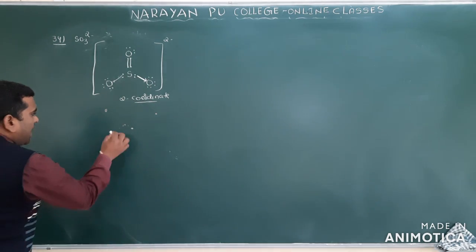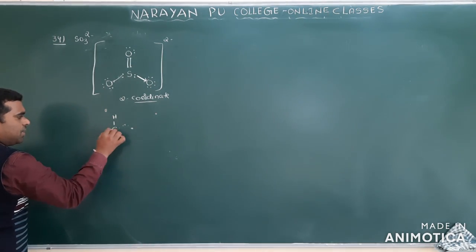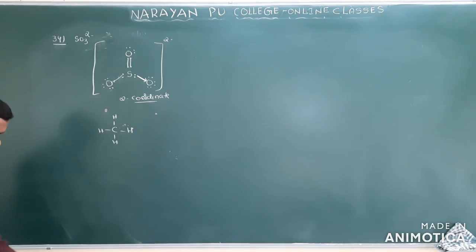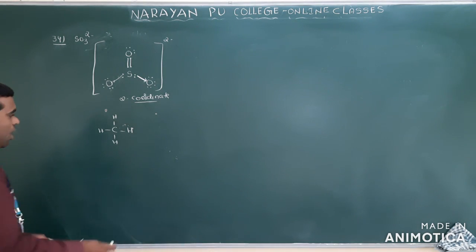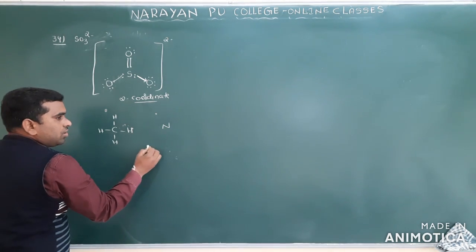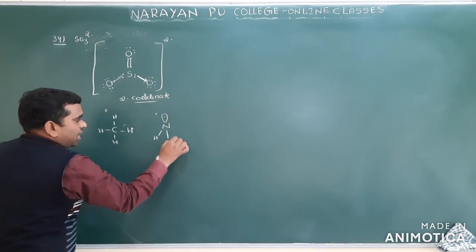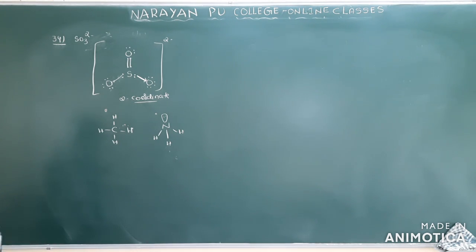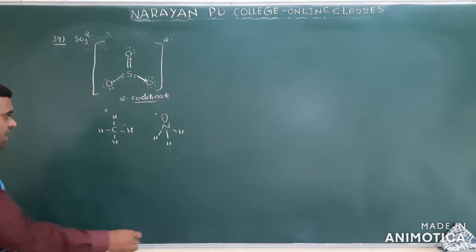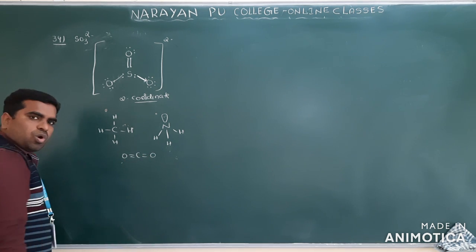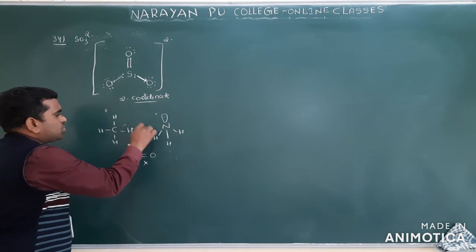CH4. Will CH4 have a coordinate bond? You know methane. What is the methane formula? This is the methane formula. Is there any coordinate bond here? No. In the same way, ammonia, you already know. What is the ammonia formula? This is the ammonia formula. Next one is CO2. C double bond O and C double bond O. Is there any coordinate bond here? No coordinate bond.